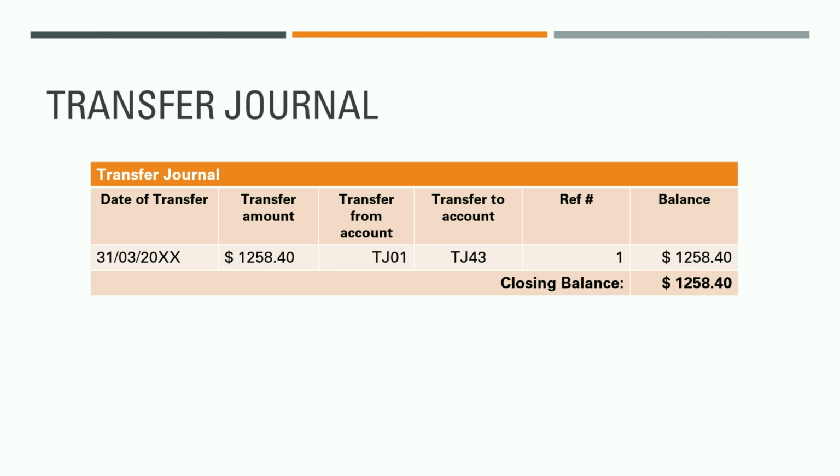The final step that we must take is to update the transfer journal. Since this amount is not being paid out of the trust account, we need to enter this into the transfer journal to ensure there is a paper trail of the money moving from one matter to another. You will see that we have the date of transfer, the amount of money that was transferred, the account from which the amount was transferred and the account to which the amount was transferred into, the reference number of the transaction, the balance in the transfer journal, and also the closing balance for the transfer journal for the month.